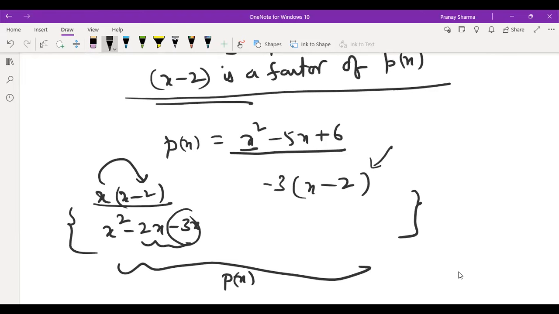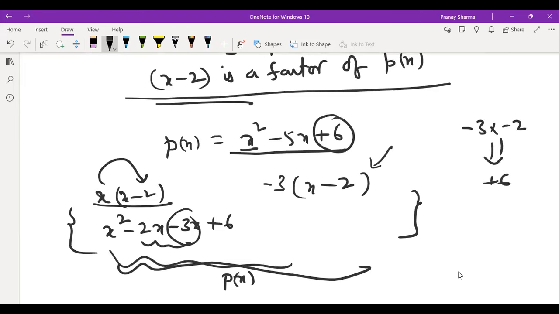If I multiply this with minus 3, I'll get minus 3x. But this minus 3 is also getting multiplied to minus 2. That means plus 6 is something that we'll have. If you multiply minus 3 with minus 2, you'll have plus 6. So the last term is auto-adjusted. Now this is nothing but our p of x.